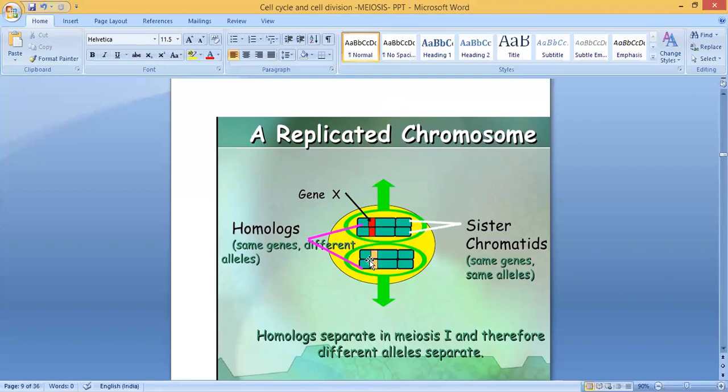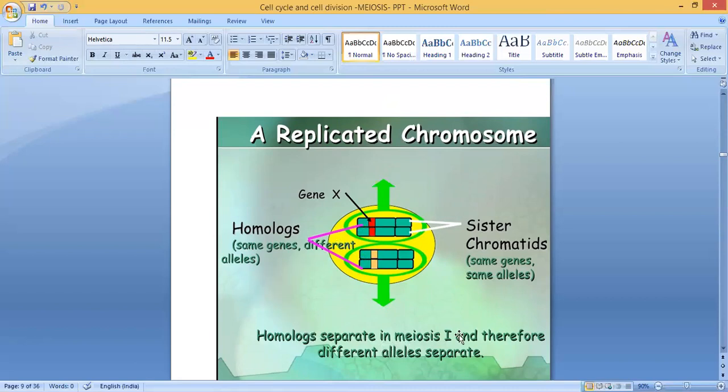Okay, if you are taking these two chromosomes, so this is one chromosome, this is another chromosome. In the same one chromosome, you can see two sister chromatids. Clear? So these sister chromatids have the same genes and the same alleles. If you are taking these two, they are called homologous chromosomes. One pair of chromosomes, they are called homologous. They have the same genes but different alleles.